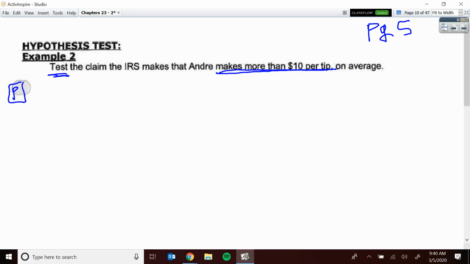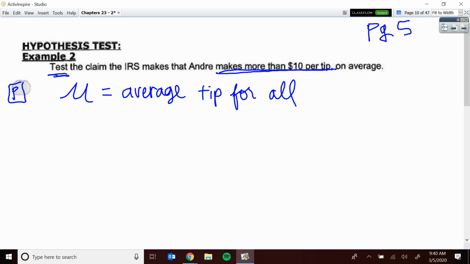Our P is not for proportion. Our P is for the parameter, which is what? Mu for the average tip for all of Andre's tips. So the average per tip for all of his tips. And you need to make sure you understand this is what we're inferring about: all of his tips from our little itty bitty sample of 8.